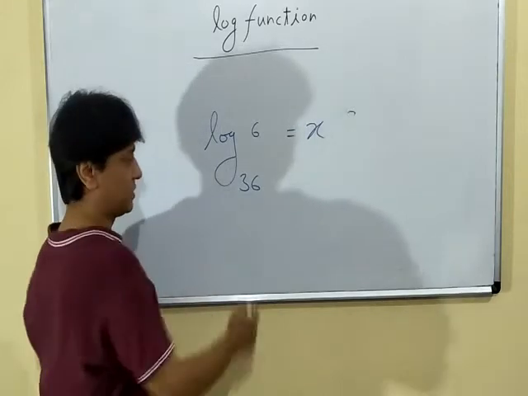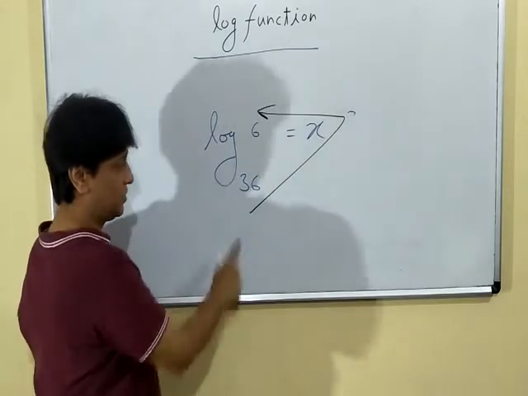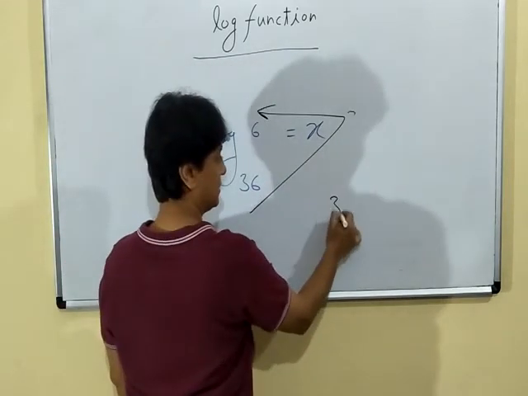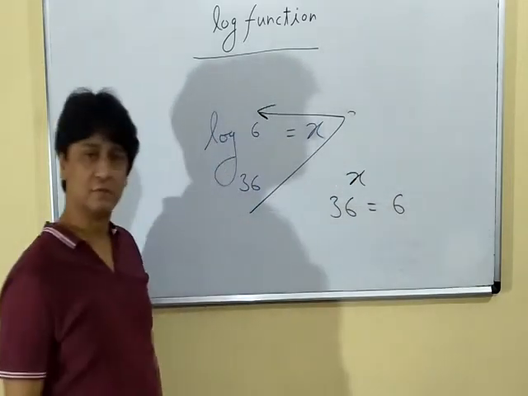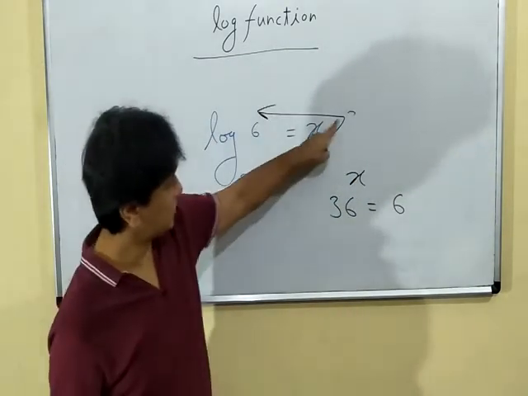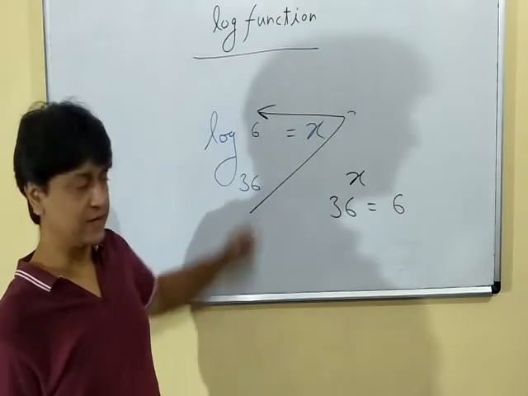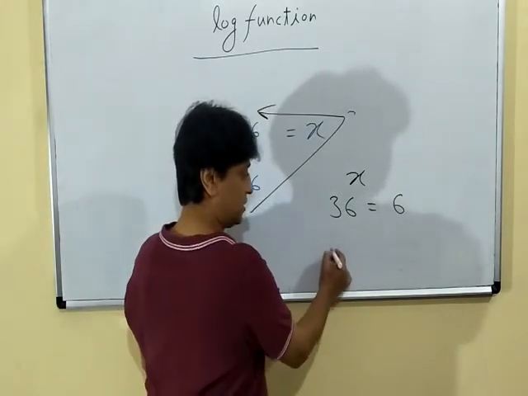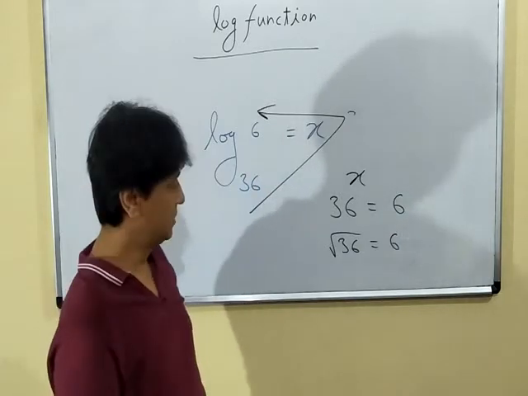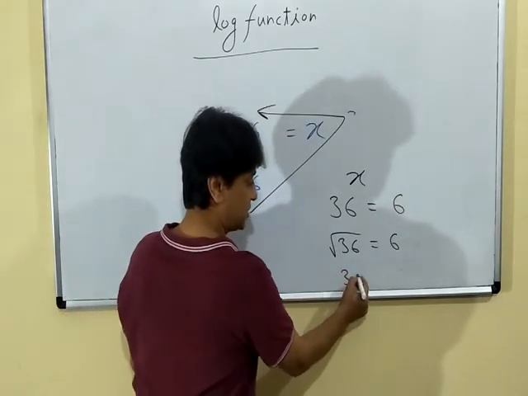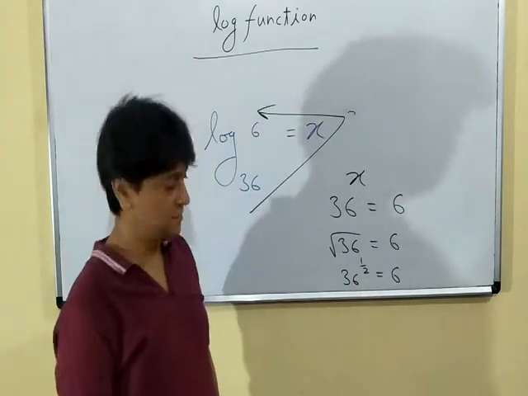You can use this trick. You can remember this trick. What is the trick? 36 is the base. Power is x and product is 6. Move like this. 36 to the power x gives you what? 6. Now, but you know that square root of 36 gets you what? 6. Square root of 36 means 36 to the power half. Its value is what? 6.